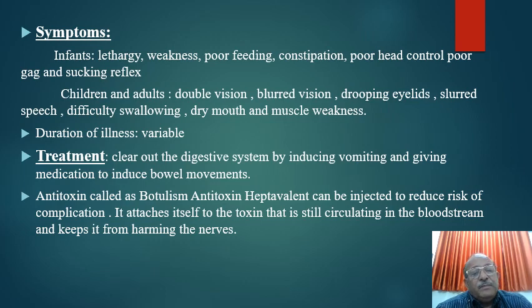What is the treatment? Clear out the digestive system by inducing vomiting and giving medication to induce bowel movement. Antitoxin, called botulism antitoxin heptavalent, can be injected to reduce risk of complications. It attaches itself to the toxin that is still circulating in the bloodstream and keeps it from harming the nerves.